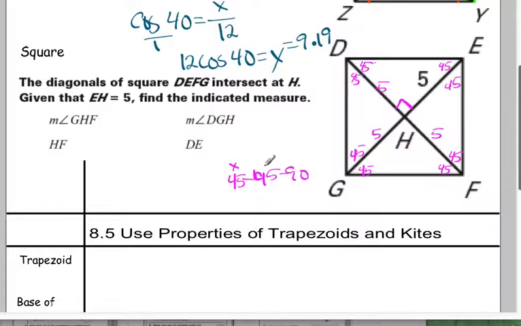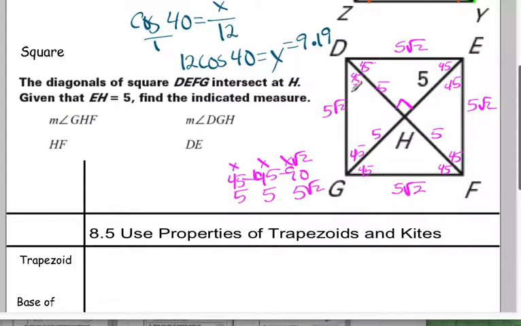So that rule is x, x, x root 2. So across from the 45 is the 5. So under the 45, 5, 5, and then the 90 is 5 root 2. So opposite from the 90 is the 5 root 2, which means that all of the outside sides are 5 root 2. So now I know everything about this square, and I can answer any question.